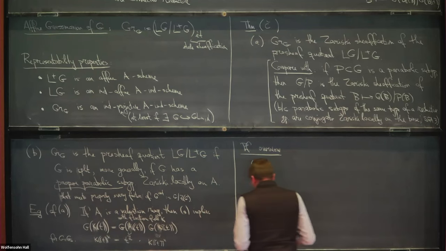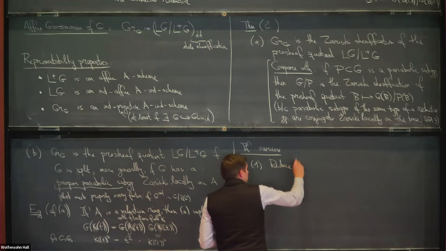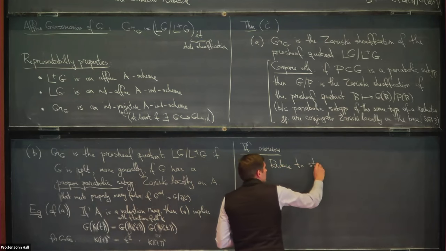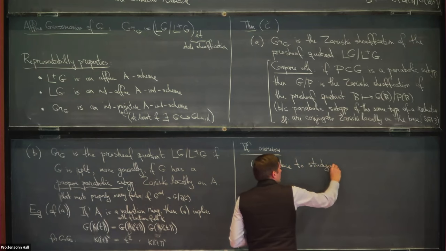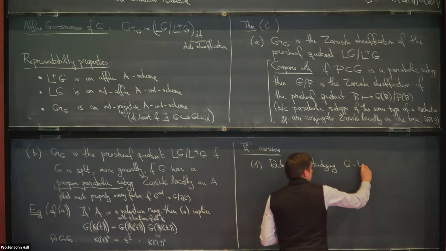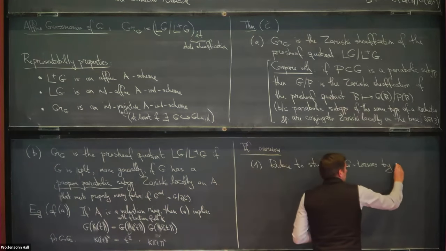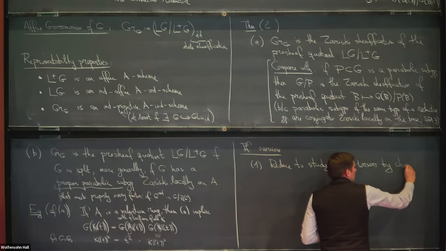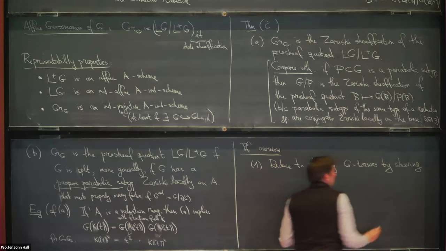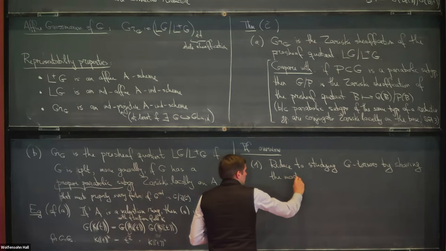So roughly, first, one reduces this statement of the theorem to studying G-torsors, and to do that, one shows that the affine Grassmannian has a modular interpretation, which is as follows.